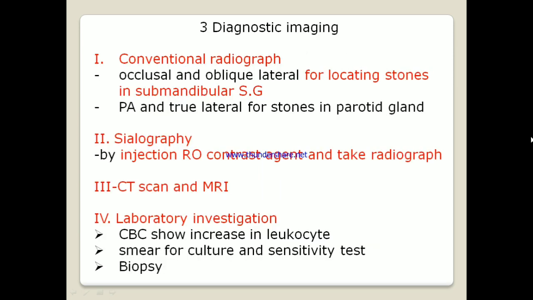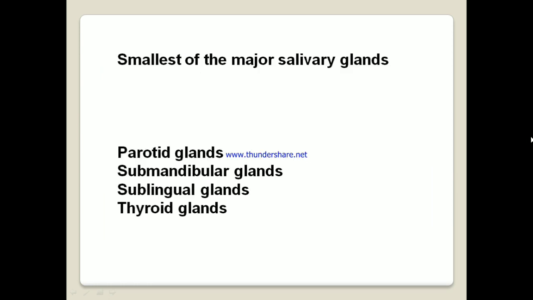3. Diagnostic imaging. Conventional radiograph. Occlusal and oblique lateral for locating stones in submandibular salivary gland. PA and true lateral for stones in parotid gland. Sialography, by injection of radiopaque contrast agent and taking a radiograph. CT scan and MRI. 4. Laboratory investigation. CBC shows increase in leukocytes. Smear for culture and sensitivity test. Biopsy.